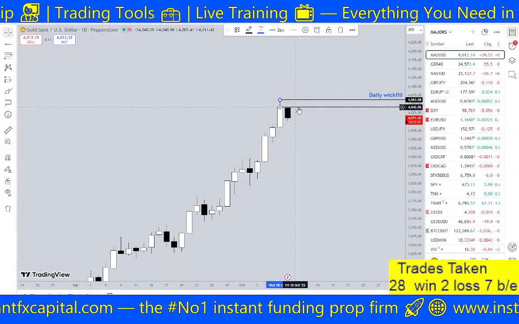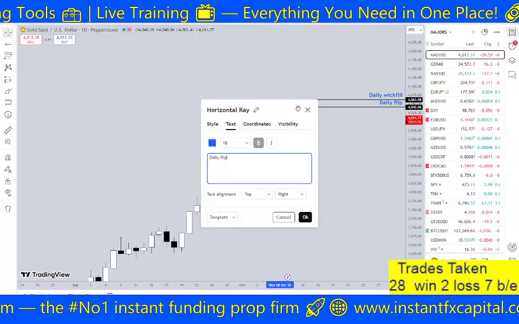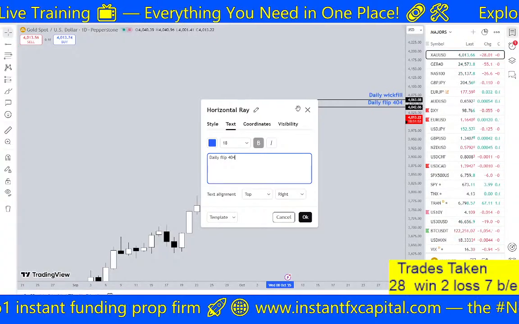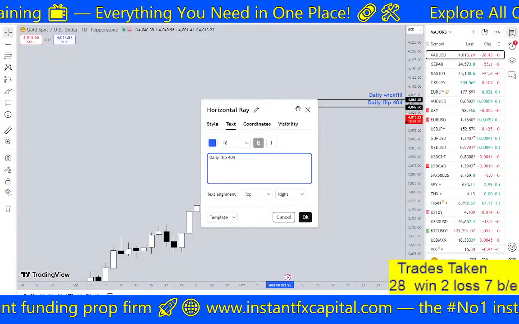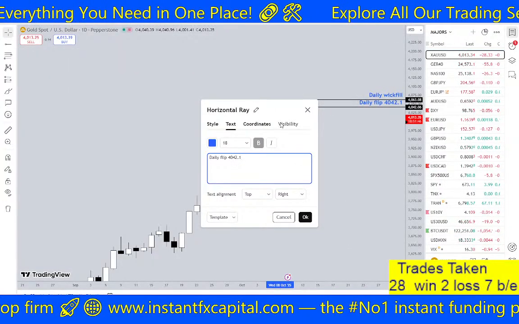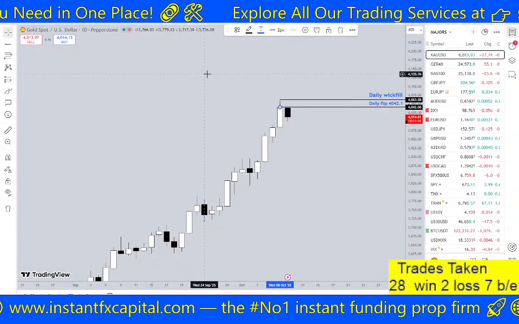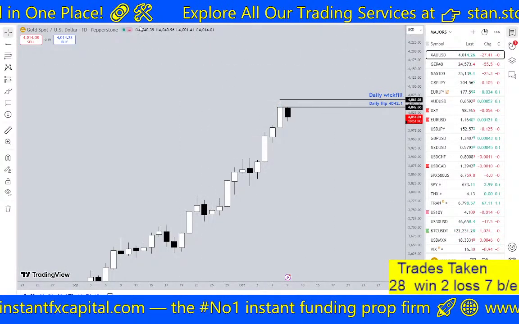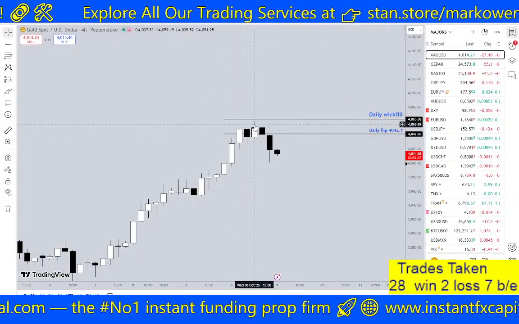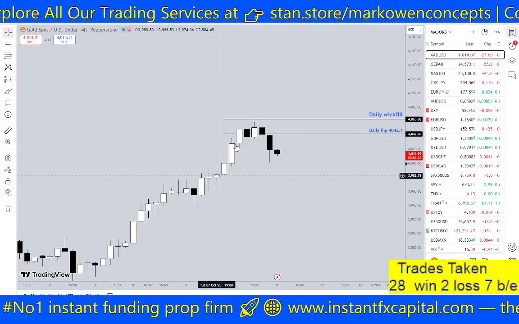So I'm just going to put daily flip 4042.1. So let's just put that in there. I'm just going to make it a little bit smaller so it doesn't cross over. Let's drop down to the 4 hour. Okay, 4 hour resistance is up here at 40.52, so a bit higher.